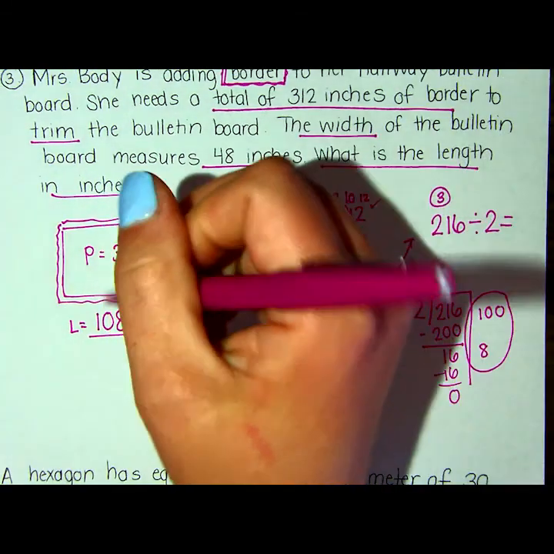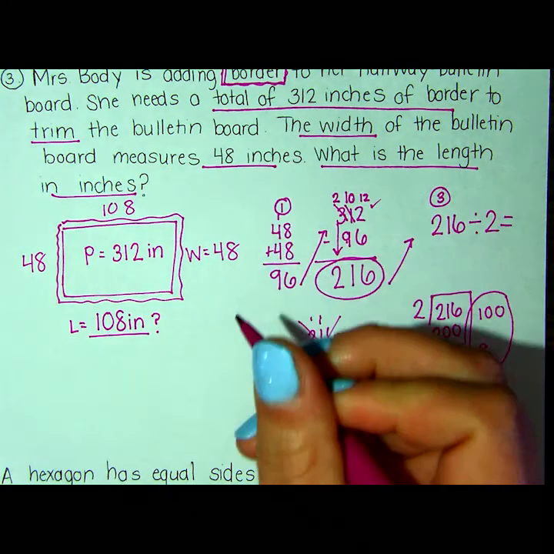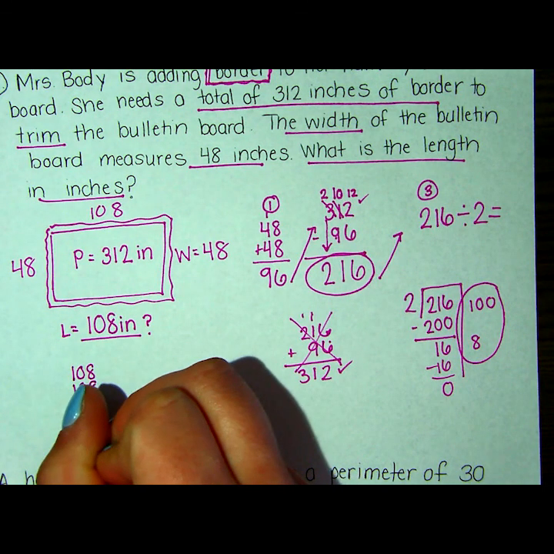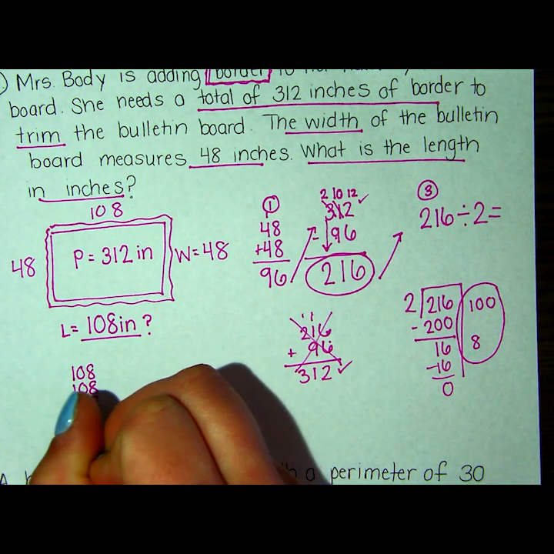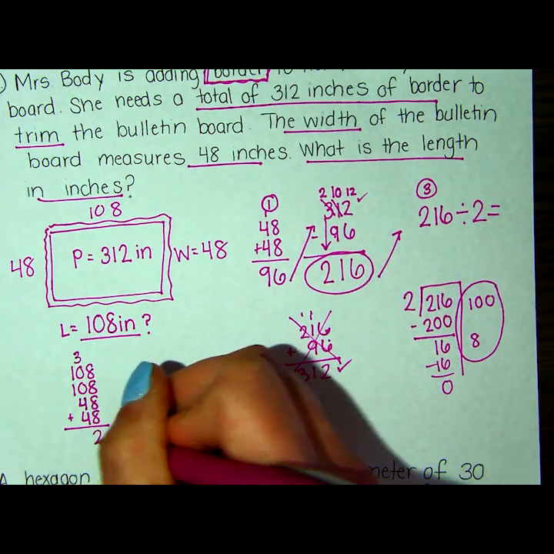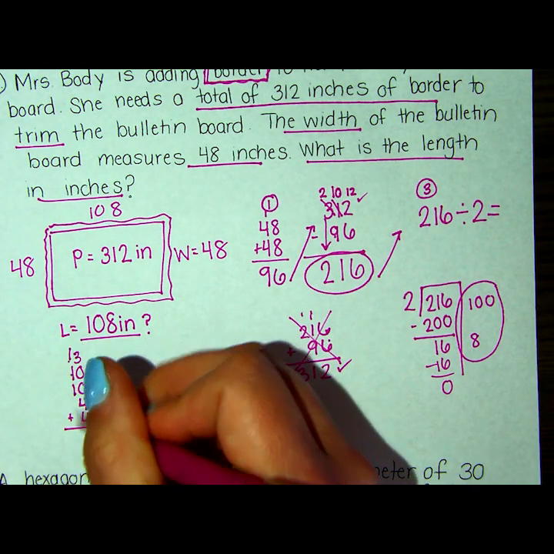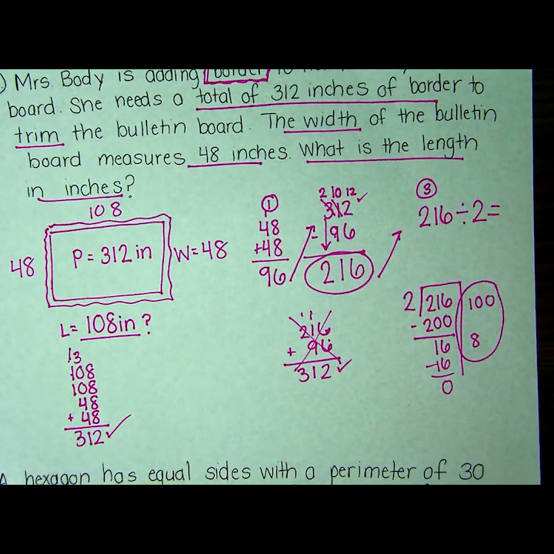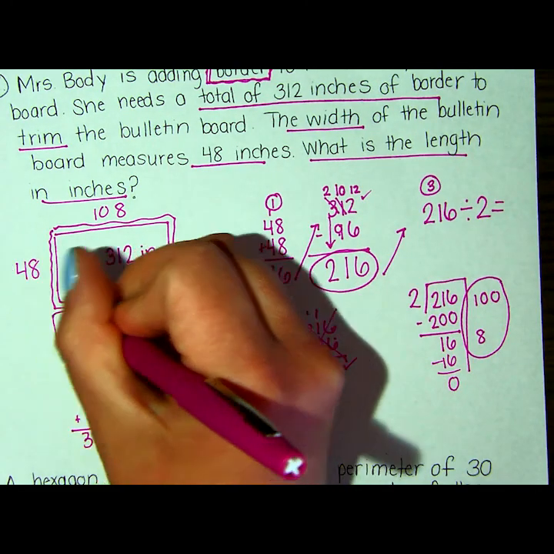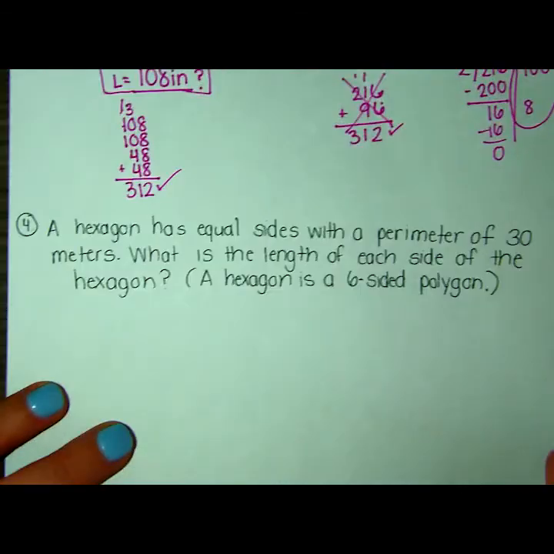Now let's see if that makes sense, guys. If you were to fill in 108 plus 108, 48 plus 48, would you get a total of 312? Let's see. 108, 108, 48, and 48. Now, 1, 2, 3, 4, that's 32. 8, 9, 10, 11. 1, 2, 3. My math was done correctly. The answer was 108 inches. That is the missing length.